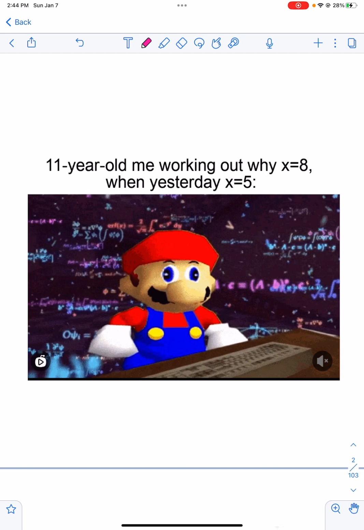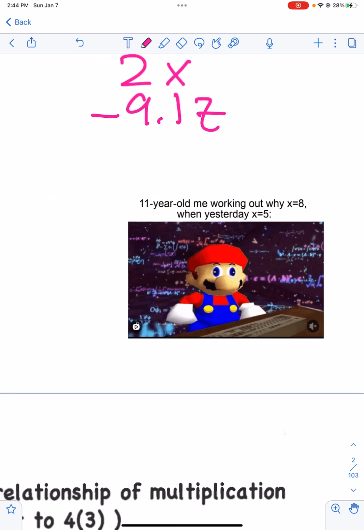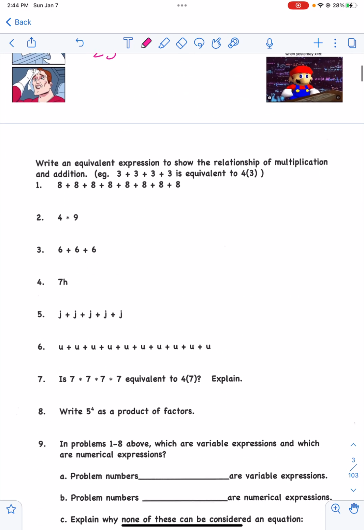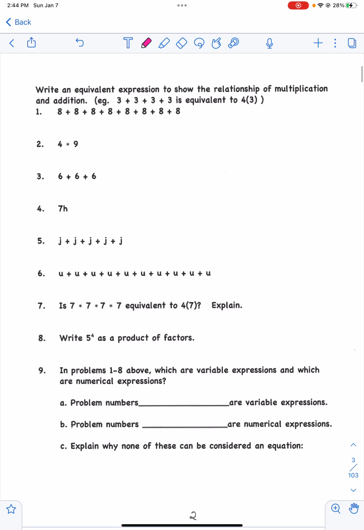Some of you are 11, so that works out. So yes, variables change meaning. Someday x will be 8, and another day x will be 5, or even on the same worksheet, it'll have 2 different values. All right, you guys have bared with me. We have 1 page left. I know you might be getting bored, but please and thank you for listening.